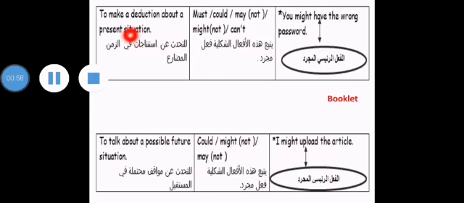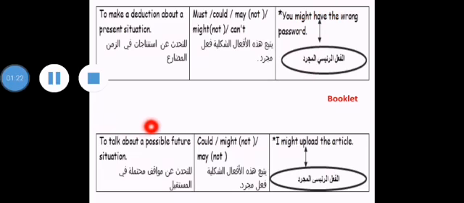To make a deduction about a present situation, we use must, could, may not, might not, and can't. Let's read the example together. You might have the wrong password. Might have. And the verb have is the base form or the infinitive form of the verb.